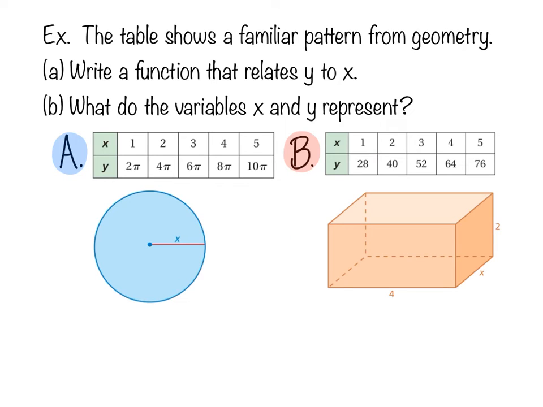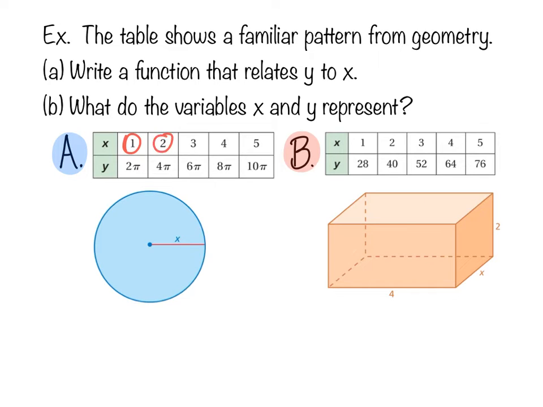All right, next up, this says the table shows a familiar pattern from geometry. Remember, we did this geometry chapter at the very beginning of the year. It wants us to write a function that relates y to x, and then it says, what do the variables x and y represent? So we've got a circle here. X would be the radius, and when I plug in 1 for the radius, I get 2 pi for y, and I'm supposed to not know what 2 pi is yet. Could be the diameter, could be the circumference, could be the area. There's a lot of different things it could be.